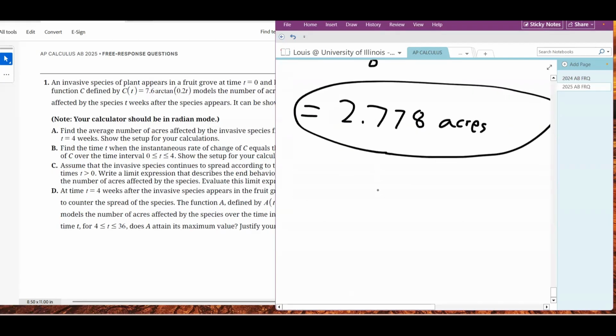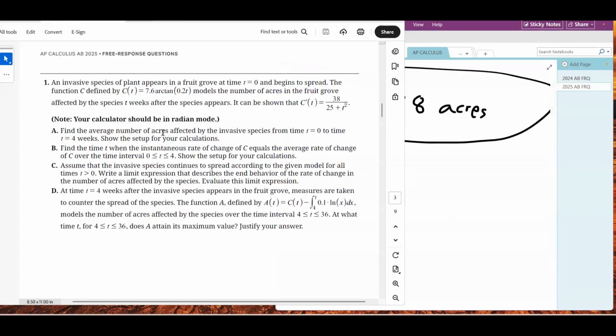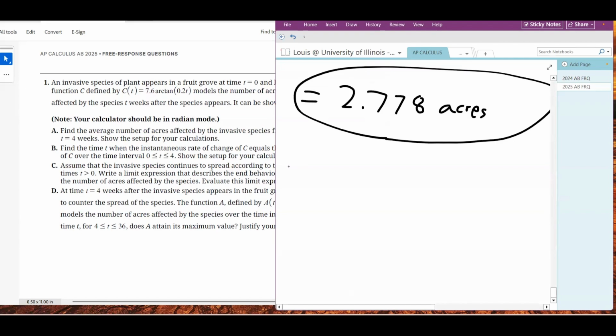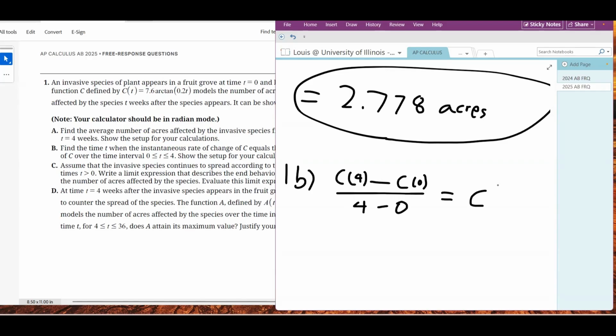All right. Moving on to B. Find the time t when the instantaneous rate of change of c equals the average rate of change of c over the time interval 0 to 4. Show the setup for calculations. So we're going to say 1B: c of 4 minus c of 0, over 4 minus 0. We're trying to determine for what value of t c prime of t is equal to this.